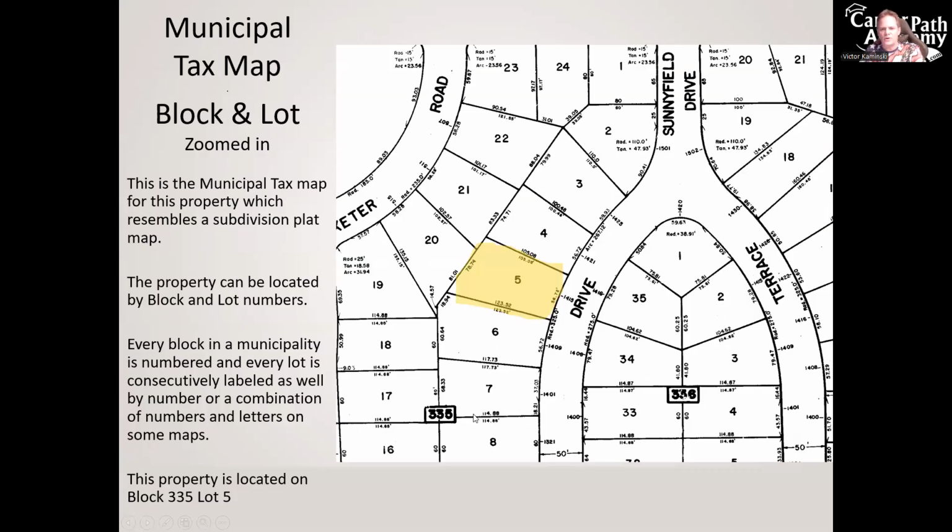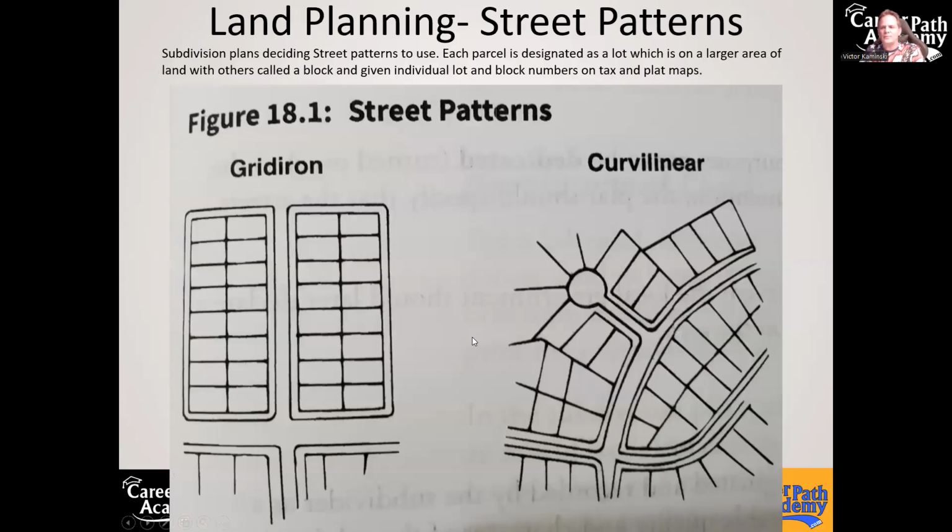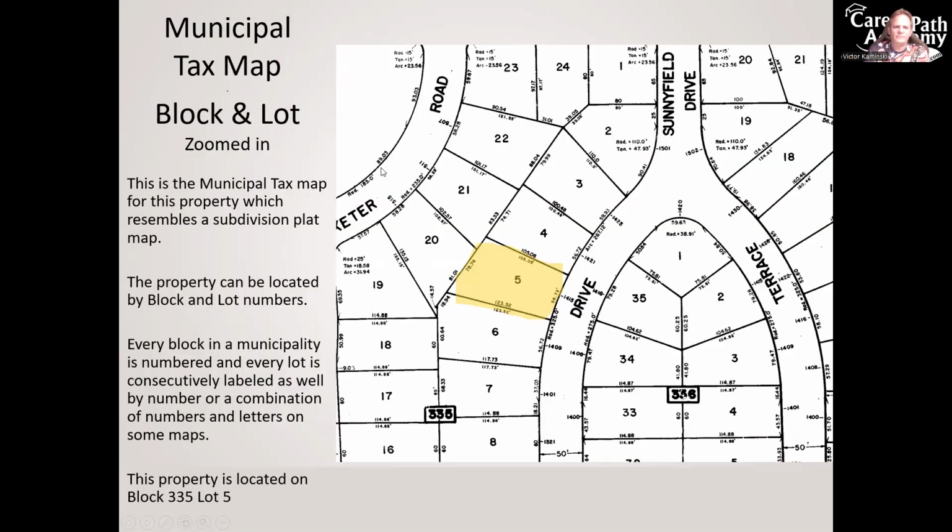So if we were to zoom in on one of them, you can see block 335, block 336. So this one would be designated as block 335, lot number 5. And if you were to zoom in on it, it has the dimensions written over here, how long and how wide the property is. The developer also needs to consider in their subdivisions selecting a street pattern.